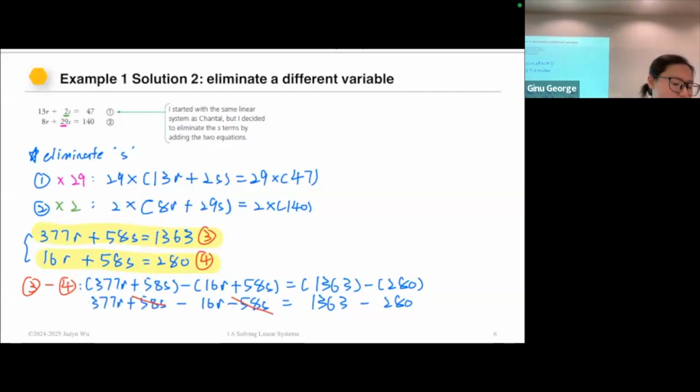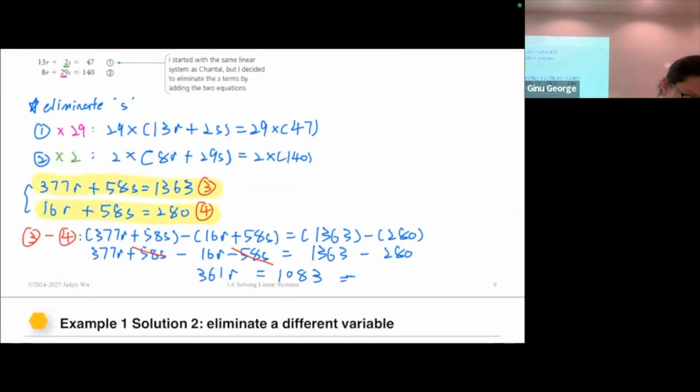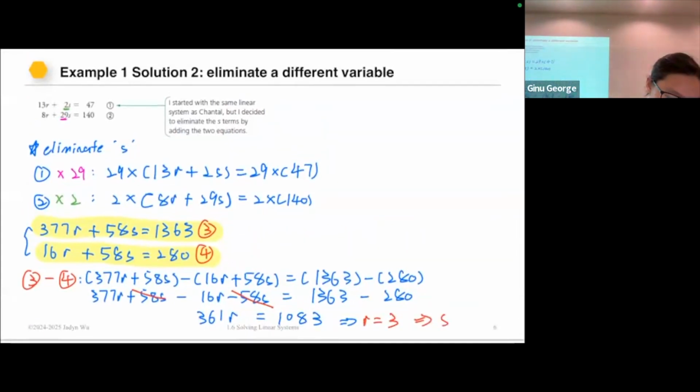So we eliminate the s variable in this equation, and we just simplify the entire equation or find the like items to add or subtract them. So in this case, it will be 361r equals 1083, and we can derive that r will equal 3 as well, and then plugging back into any of the equations, we can derive that s will be 4.